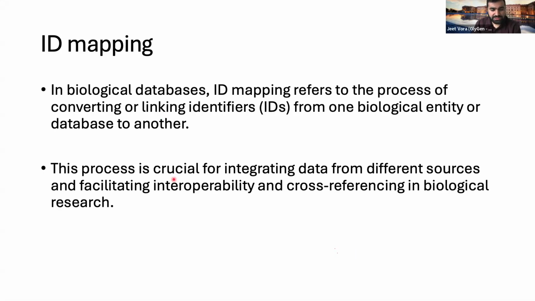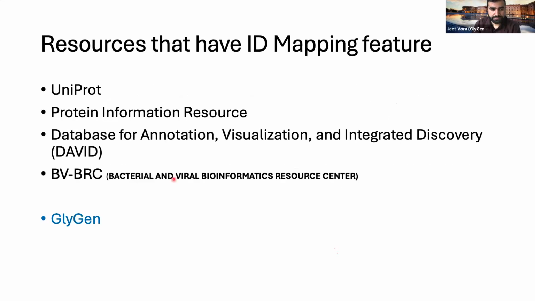And why is this important? ID mapping is important in the bioinformatics context because it's important to integrate data from different resources, and it facilitates interoperability and cross-referencing. So it's easier to integrate data from different resources if they provide a mapping. And it's a standard mapping, and the accession IDs relatively don't change that often.